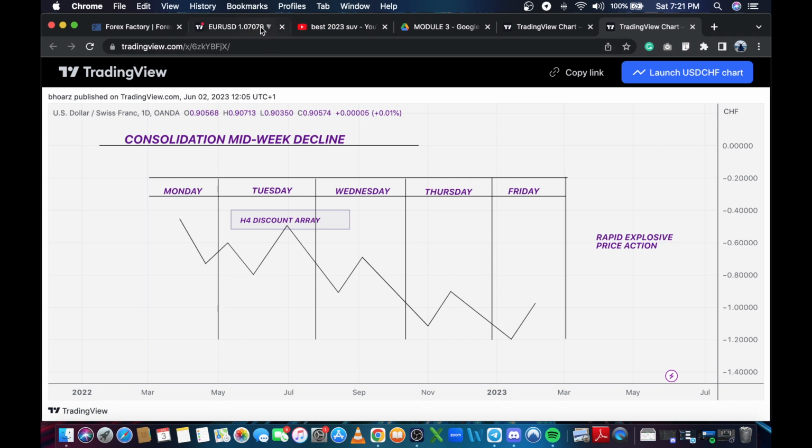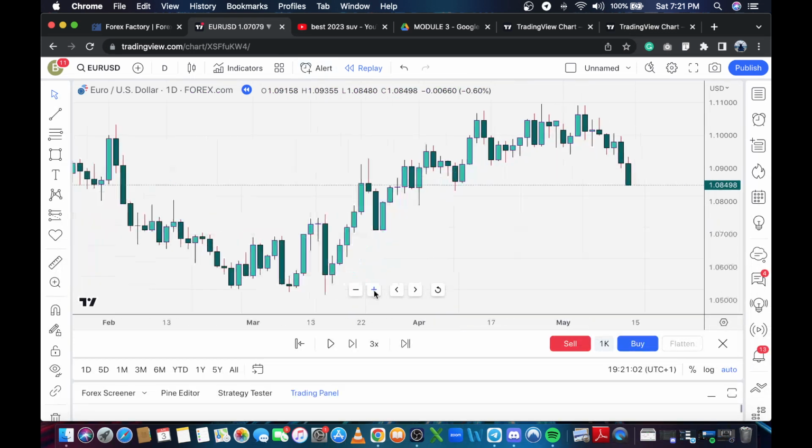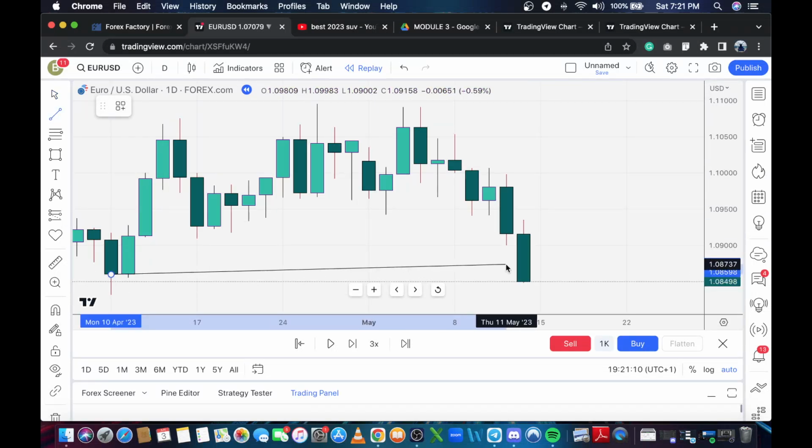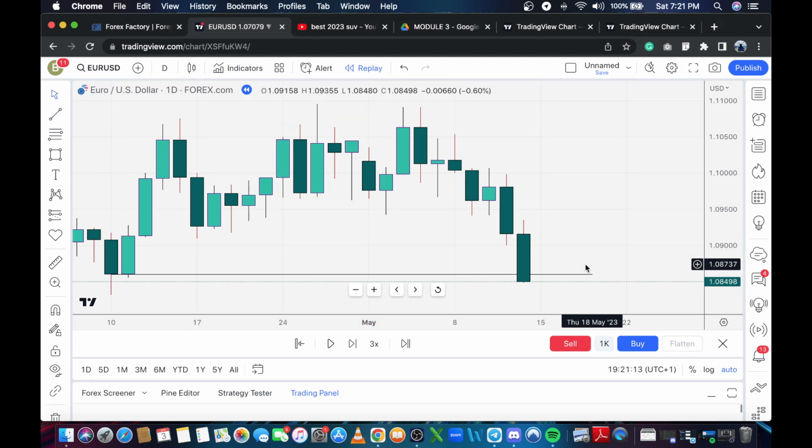All right, so we have a very perfect example here. This is a pair we actually called and traded, and we're looking for this rejection block down here as our downside objective for that week. So you can go and watch the commentaries. We'll document it there.